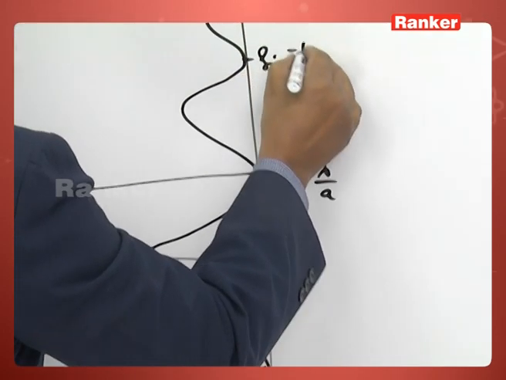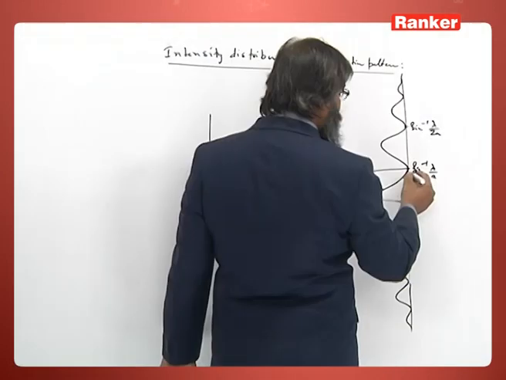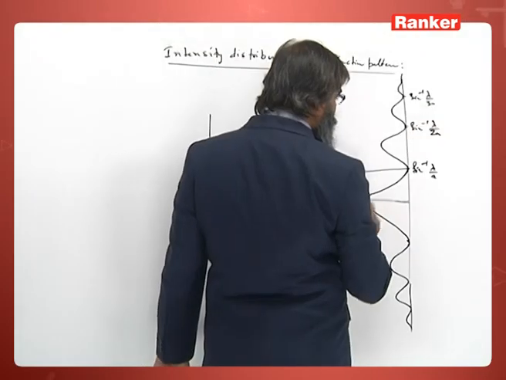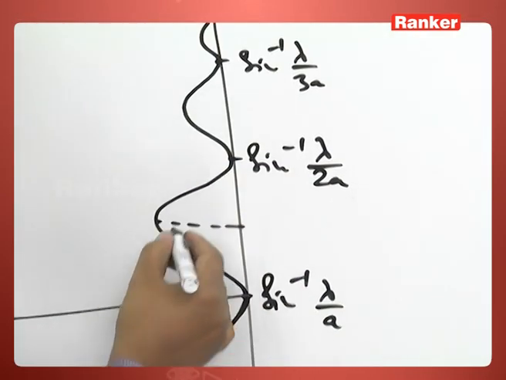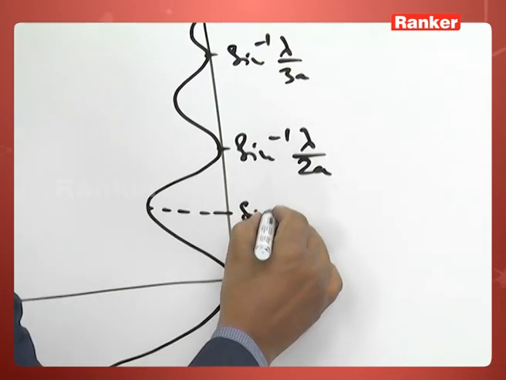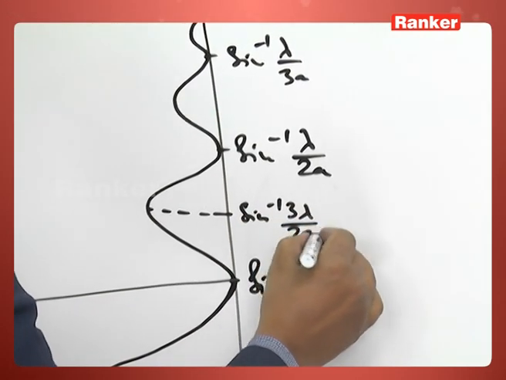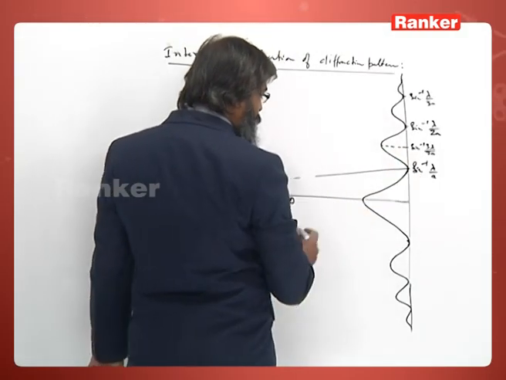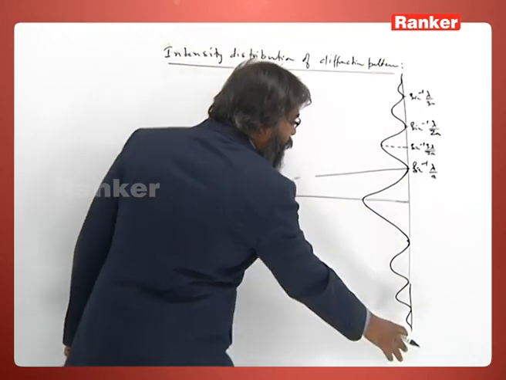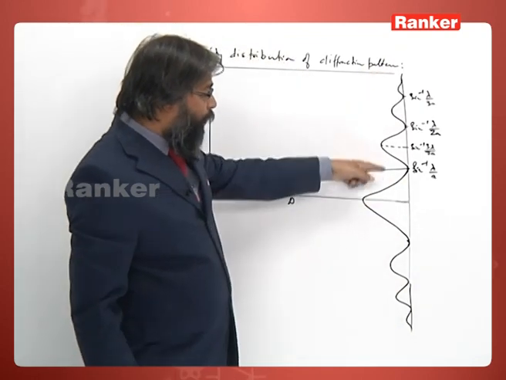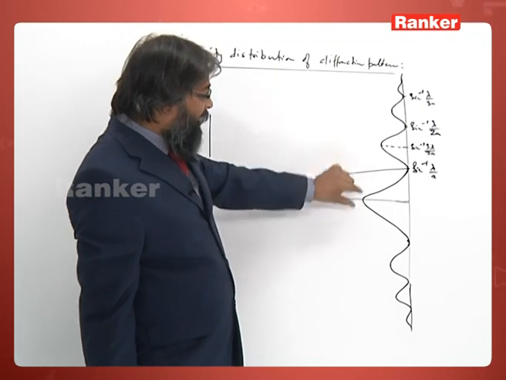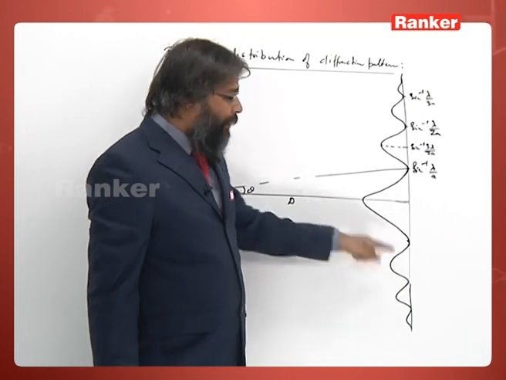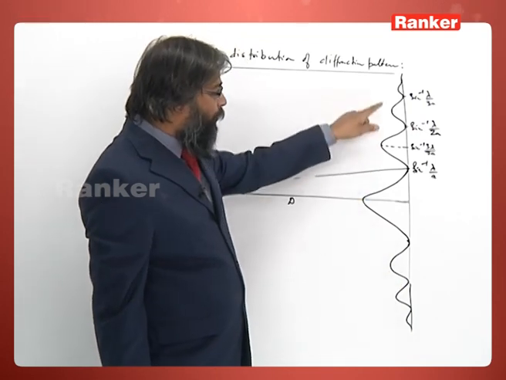This is sin inverse lambda by 2A. These are the minimas. Sin inverse lambda by 3A. The location of the first maxima we have seen was sin inverse 3 lambda by 2A, and accordingly it will be there. So these are the locations of minima, and the fringes will be non-uniformly distributed. In YDSE, all the brightnesses were of the same intensity, but here the brightnesses will be different.